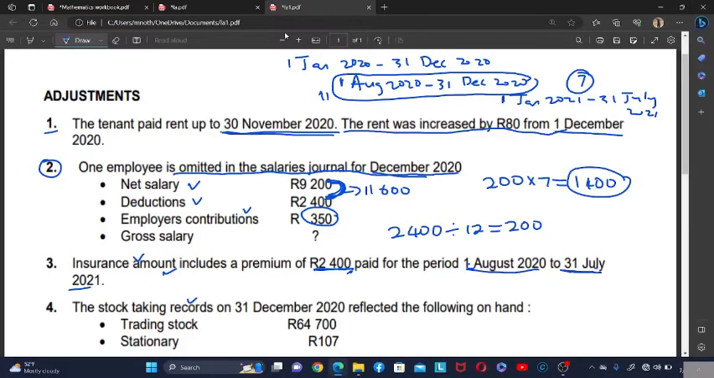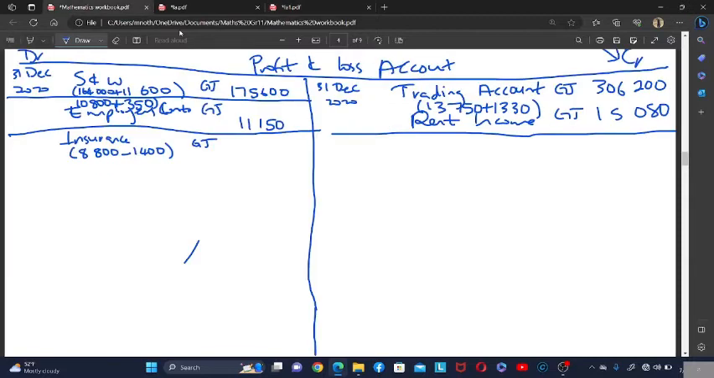If you can just go to the video, there is a video where I've explained what a prepaid expense is. You can just go to that video and then you will understand the prepaid expense. So this is going to give you 7,400.